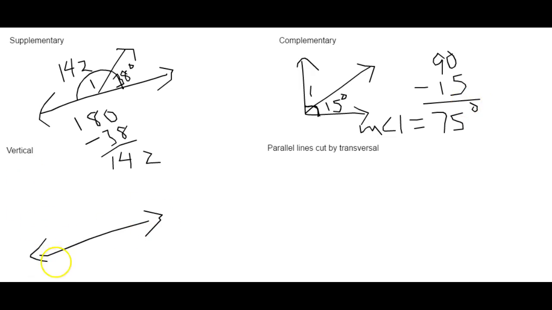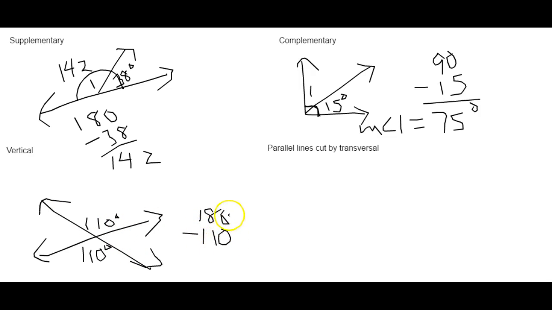Vertical angles are when you have two lines crossing each other, and the angles across from each other are congruent. If this angle is 110, the one across the X is also 110. Now it is also on a straight line, so these are also supplementary. We would do 180 minus 110 to get that this is 70 degrees. But once you do that, now we know across from it is also 70 degrees.